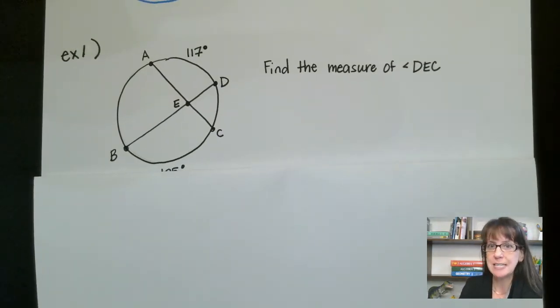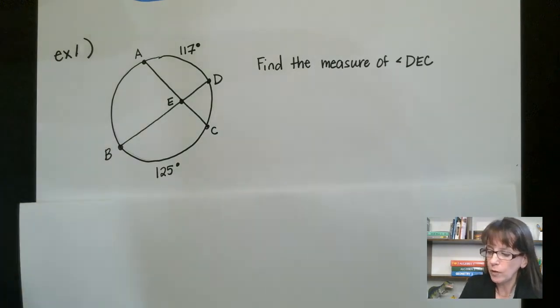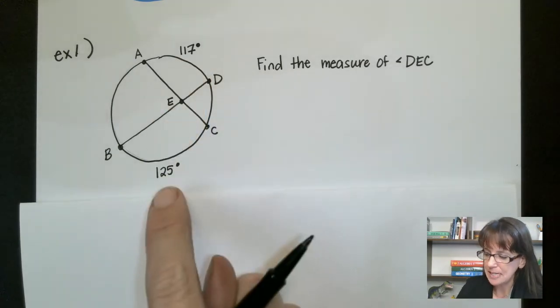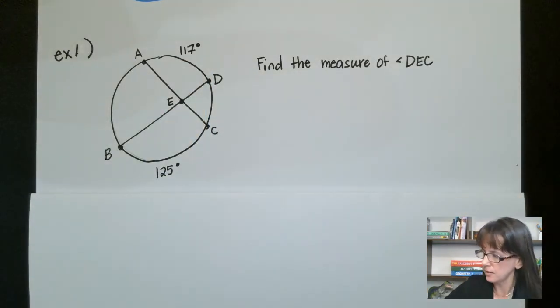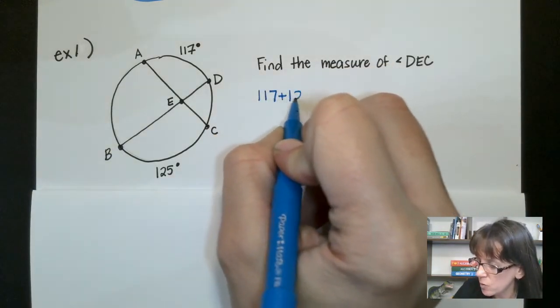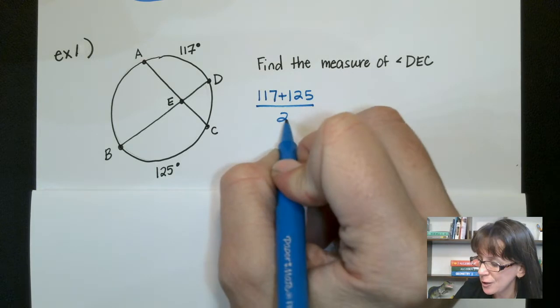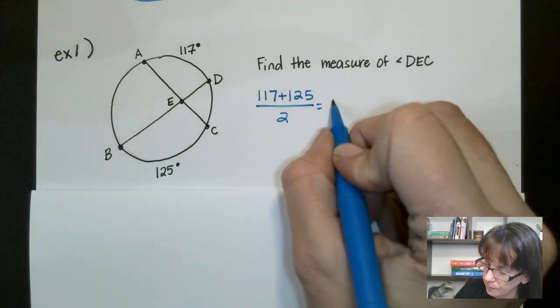Find the measure of angle DEC. Okay, so looking at this information here, since we know this is 117 and 125, I'm gonna use blue so you can see this. 117 plus 125 divided by 2 equals. So if we do 117 plus 125 and divide that by 2, we end up with 121.